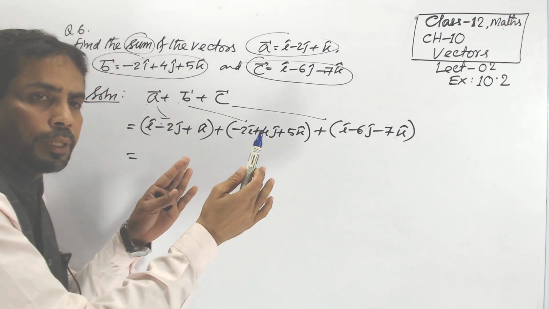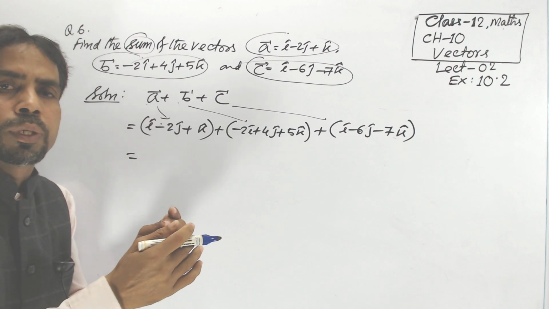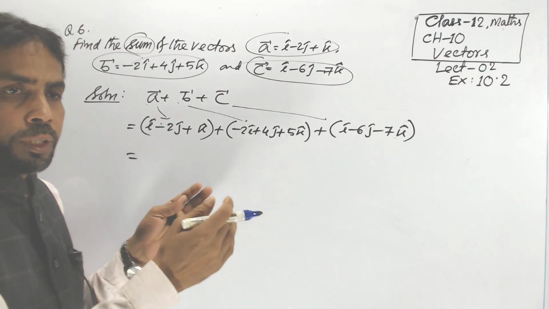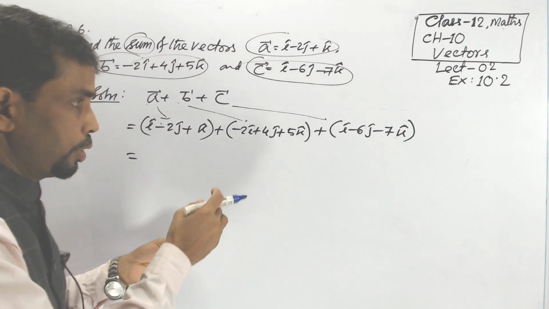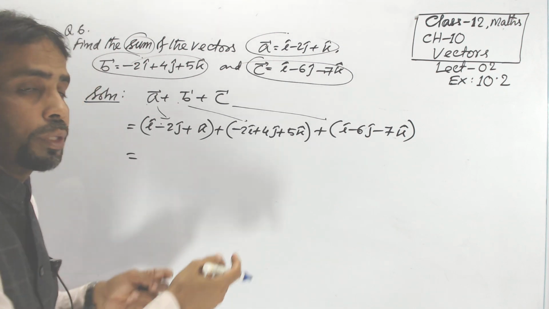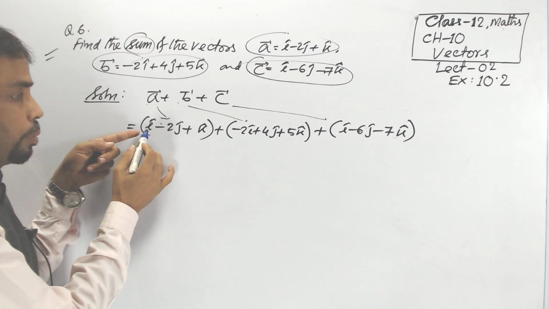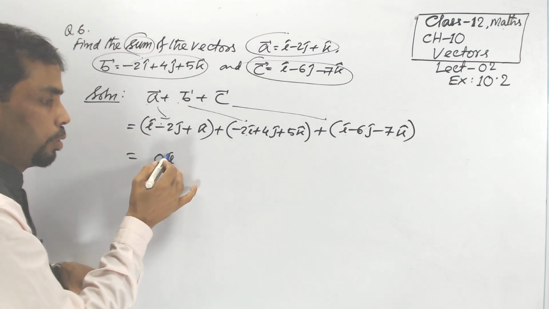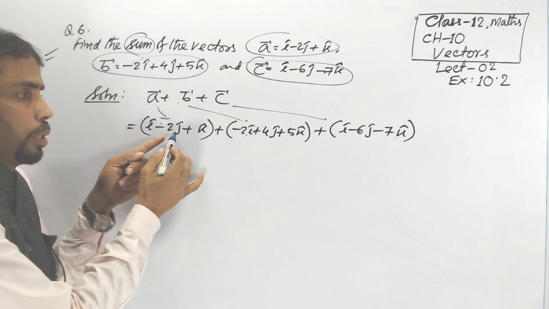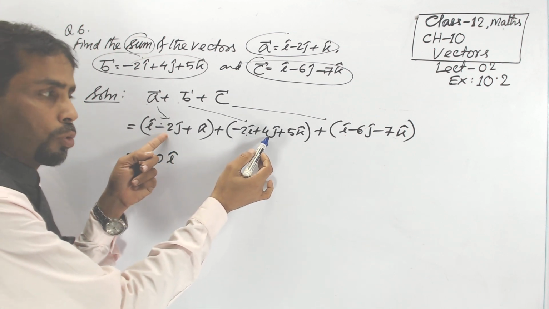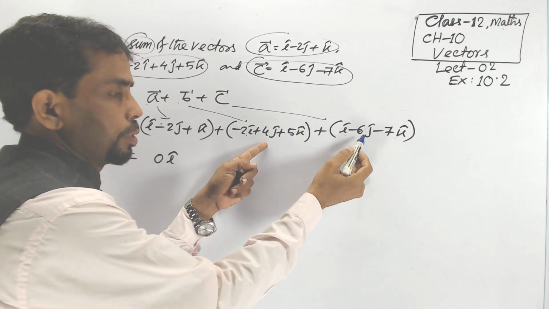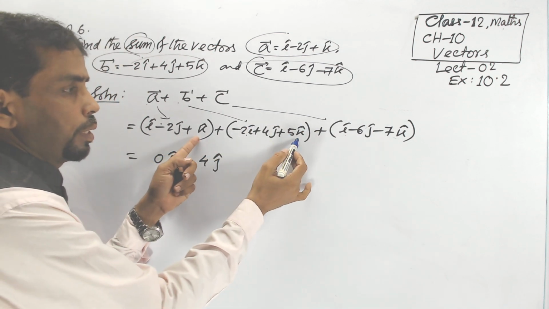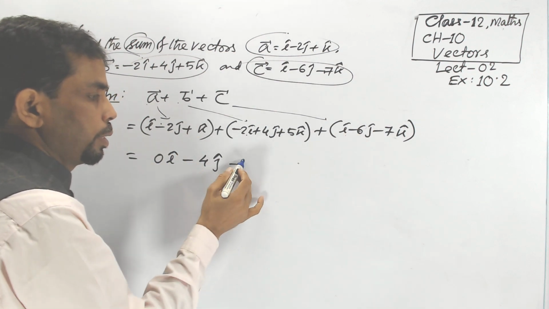I have to add the three vectors, and in addition we have to add the similar terms, i together, j together, k together. There may be addition, or maybe there may be subtraction also, it depends on the sign given. So here you see plus 2i minus 2i will become 0i, getting cancelled. Minus 2j plus 4j is plus 2j, plus 2 minus 6 is minus 4j, and then k plus 5k is 6k minus 7, so minus 1k.